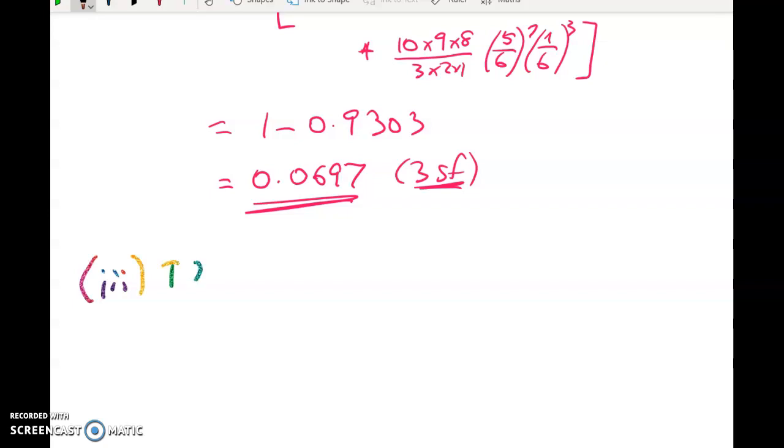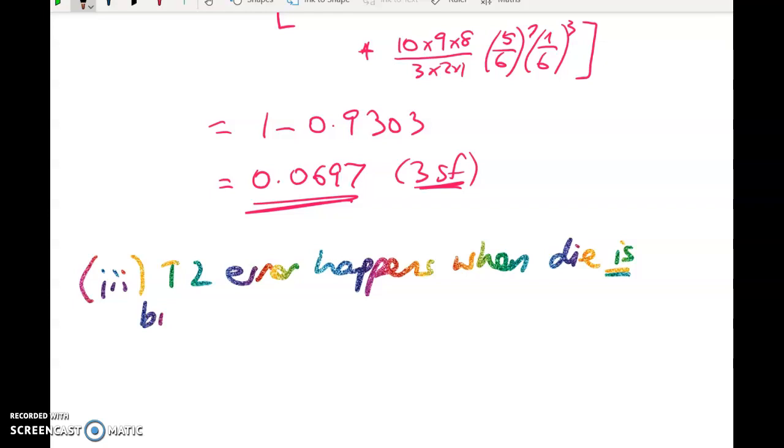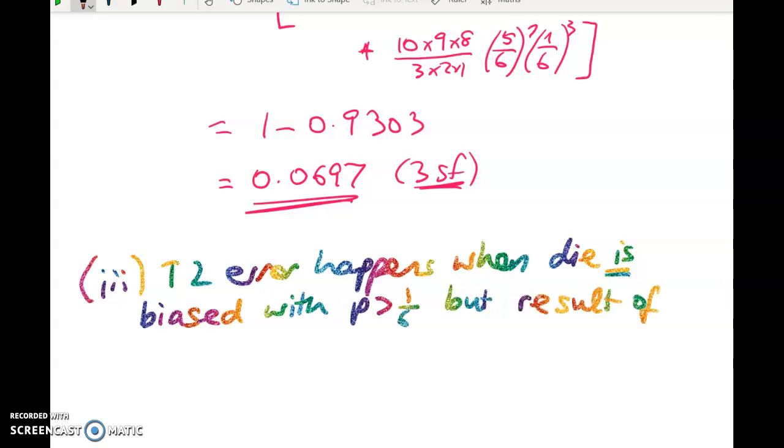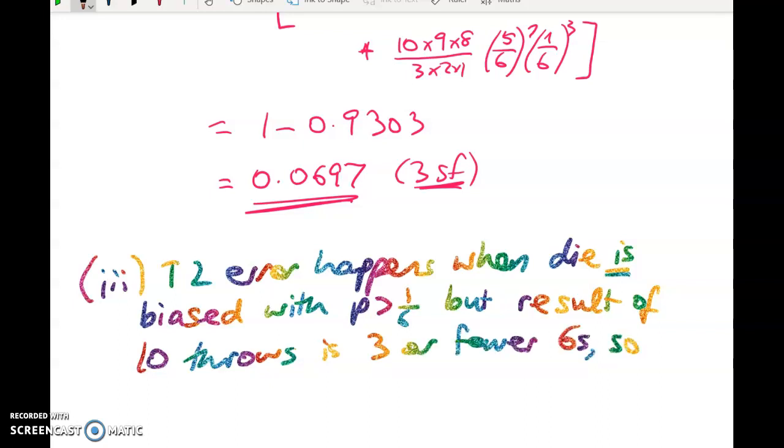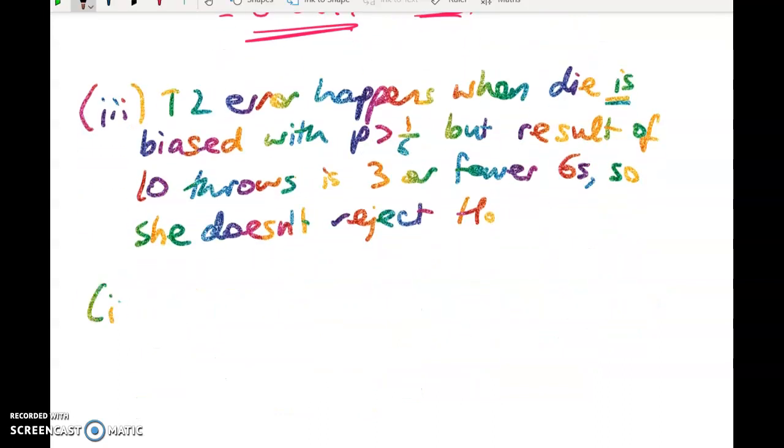What would we say? Type 2 error happens when the die is biased with P greater than 1/6, but the result of 10 throws is 3 or fewer 6s, so she doesn't reject H0. Okay, so that would be, I think, a very good answer to that. You really have to put it in context, right? And so you should, right? Stats is meant to be communicating real life stuff.